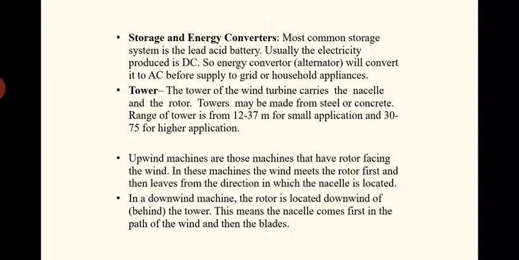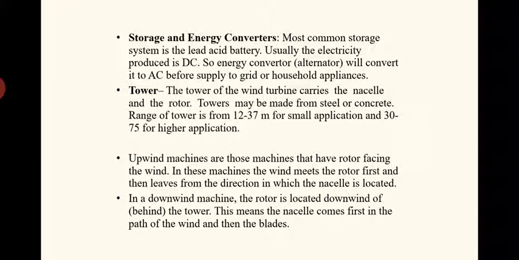Now these are not important components, but still we can consider them as components, that is storage and energy converters. So whatever energy is produced, either it will be directly connected to the grid, or otherwise we will have to store it. So for storing purposes we must require batteries and so on. The most common storage system is the lead acid battery. Usually the electricity produced is DC, so if you want to convert it into AC current, then alternators will be used.